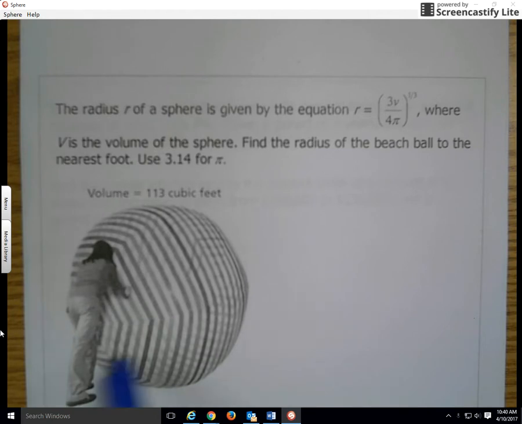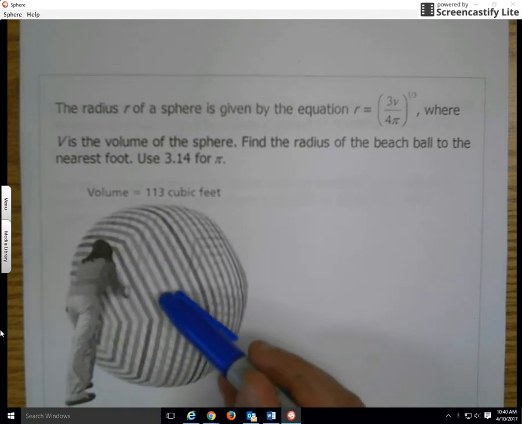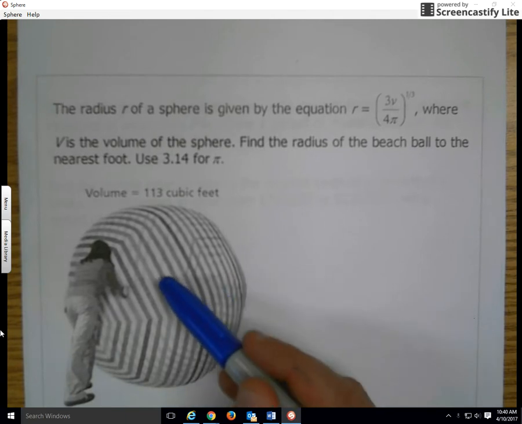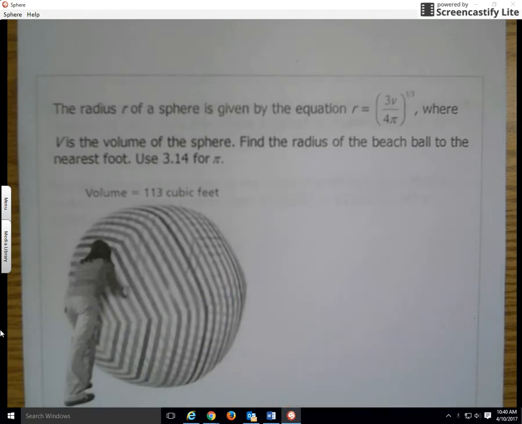So the v is what's filling this thing up, right? All the way in. We want to find the radius, the halfway mark to the center of the beach ball. We want to find it to the nearest foot, and it tells us to use 3.14. We can approximate that for pi. So it's kind of telling us what to substitute in. That's kind of nice, right?